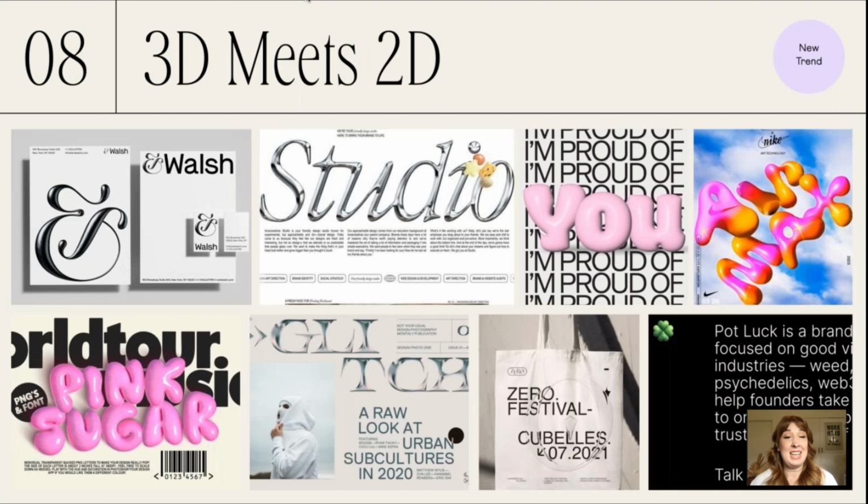Trend number 8 is kind of piggybacking off of what we just talked about. Now 3D meets 2D. This is a new trend that has been popping up in the last year or so, where it's definitely more rooted in and seen in typography, where there's a lot of 2D typography and then bringing in one element that's going to be 3D, or a logo or an abstract shape or something like that, to create this layer of 3D and 2D living simultaneously.